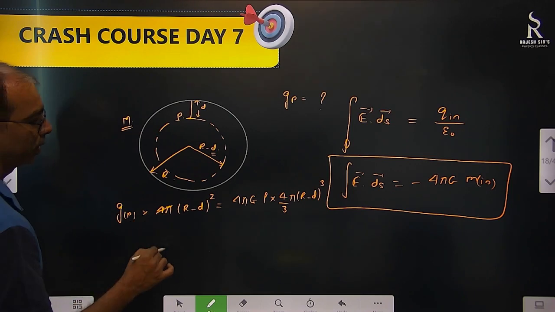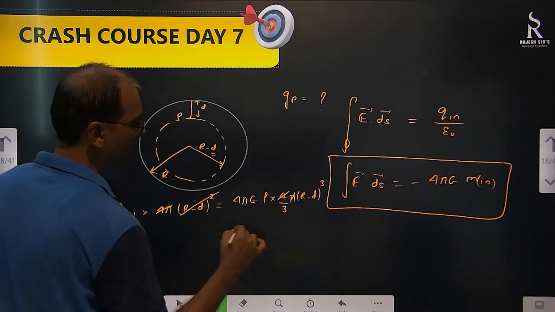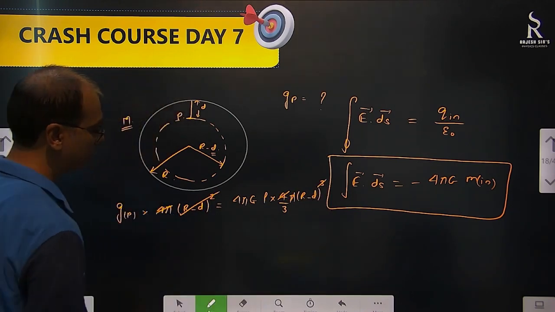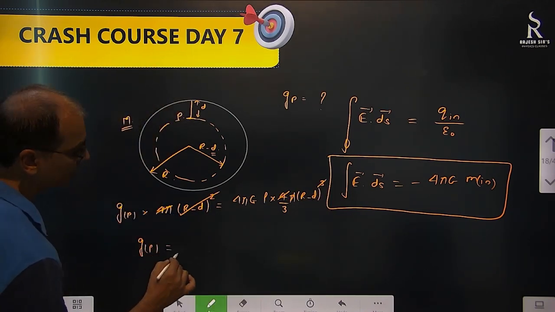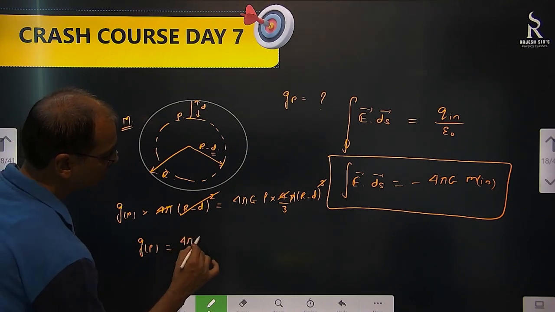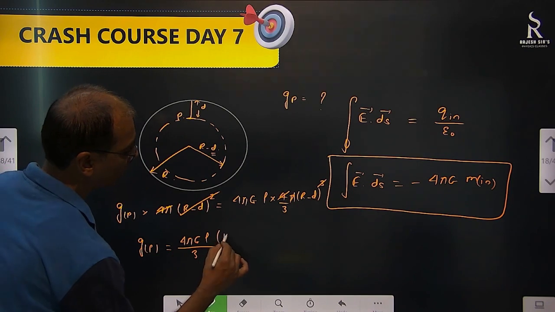So this 4 pi and this 4 pi cancel. (R minus d) whole square and (R minus d) whole cube here. So what am I getting? g at P is equal to 4 pi G rho by 3 into (R minus d).